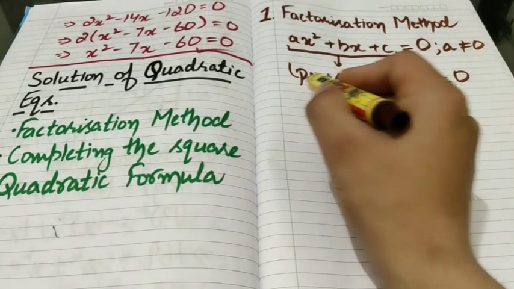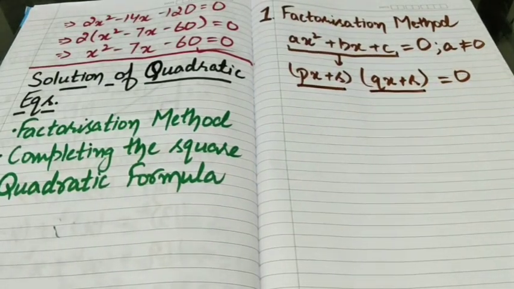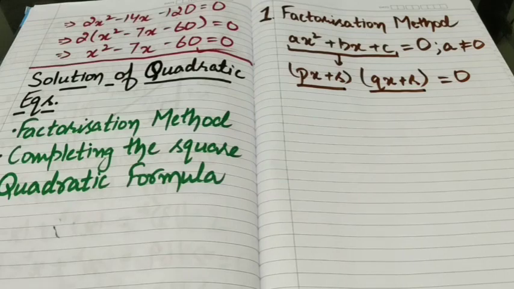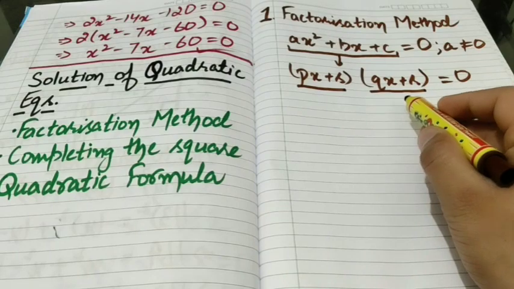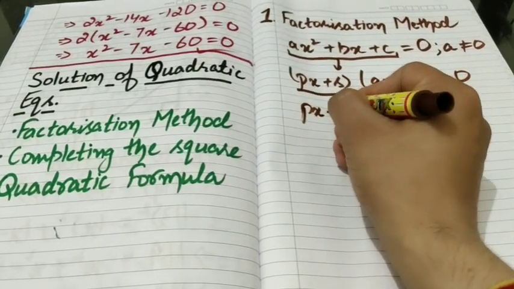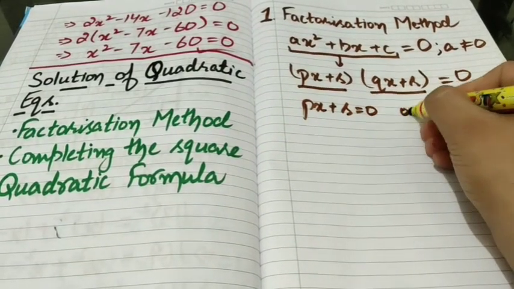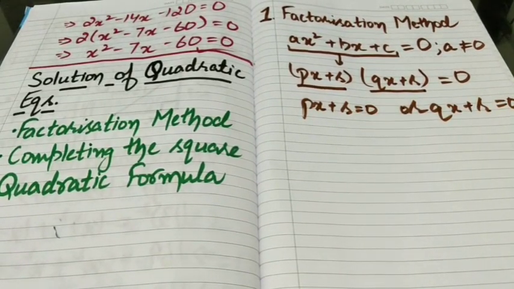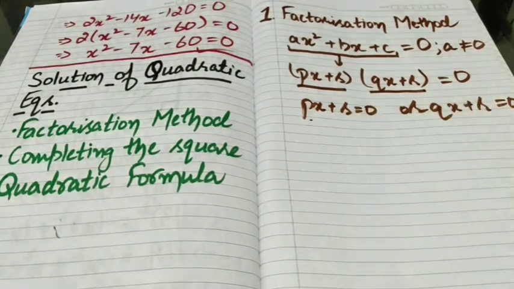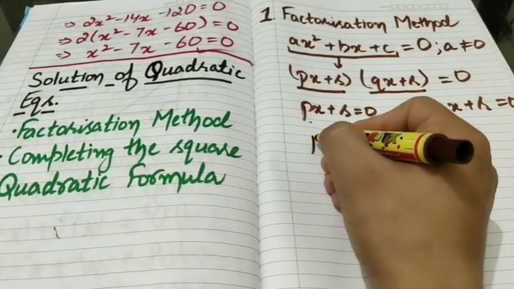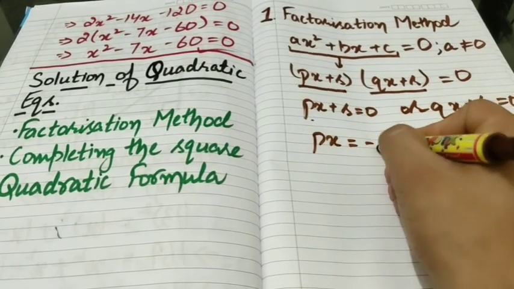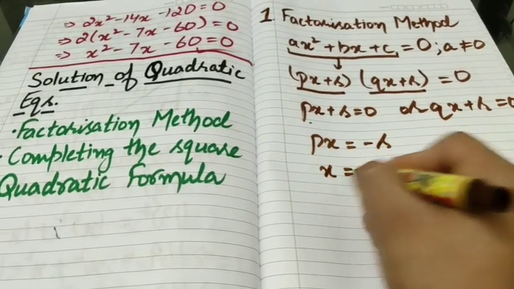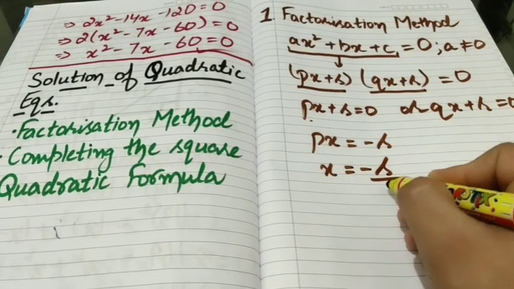Since the product of these two linear expressions is 0, and we know that the product of two expressions can be 0 if and only if one of them is 0, it means that either px plus s equals 0 or qx plus r equals 0. If px plus s equals 0, in that case px will be minus s and the value of x will become minus s upon p.